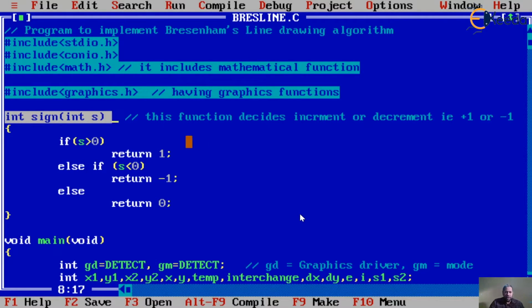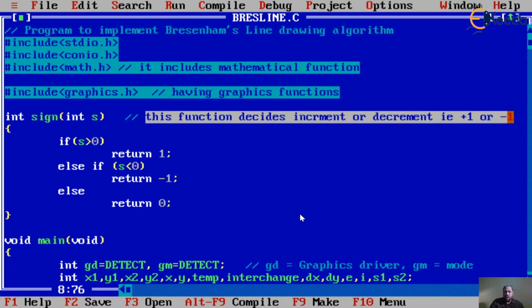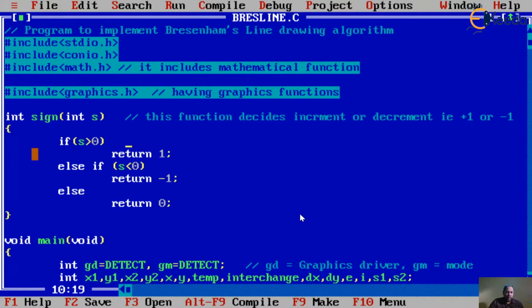Before we start with the main function, we have written the sign function here. What does this sign function do? This function decides whether to increment or decrement, that is, shall I go for a +1 increment value, or shall I go for -1, or it may be 0. So we have written this sign function first. In the sign function, whatever value I am passing to it, if s is greater than 0, it is going to return 1. So I have to increment it. So s is equal to 1 means increment by 1, that is nothing but +1.